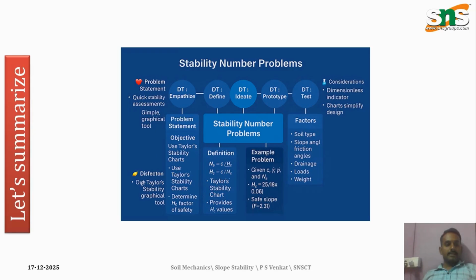So this slide summarizes how the stability number links soil shear strength, slope height and unit weight, and why it is useful as a preliminary analysis tool before applying detailed limit equilibrium methods. So this slide represents 5 stages of design thinking and how the concepts are applied in slope stability analysis for this above method.